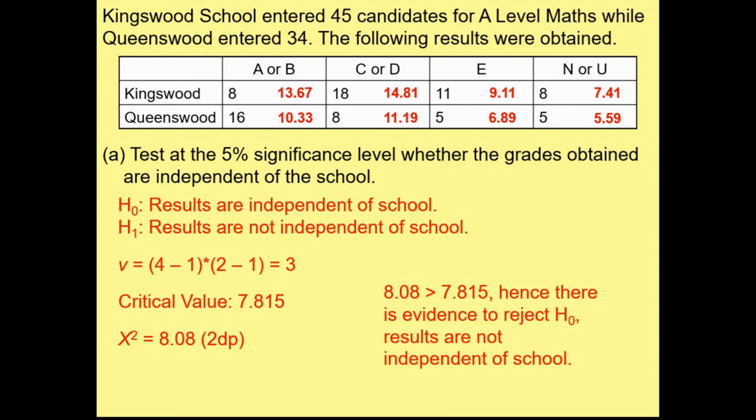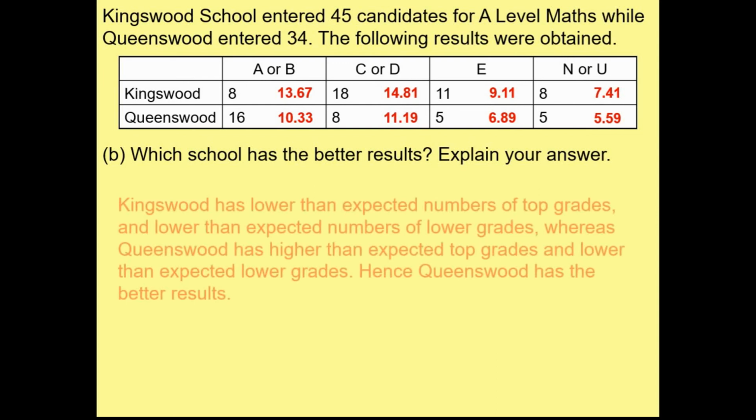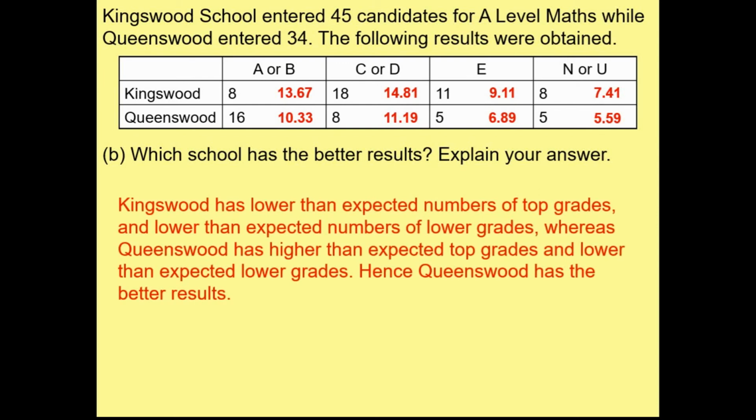Okay. So which school has the better results? We could continue the question a bit. Well, for this really we need to compare the observed values with the expected values, and hopefully you can see, as it says here, Kingswood has lower than expected numbers of top grades. So if we look at this one, it's got 8 grades A to B. We would expect nearly 14.